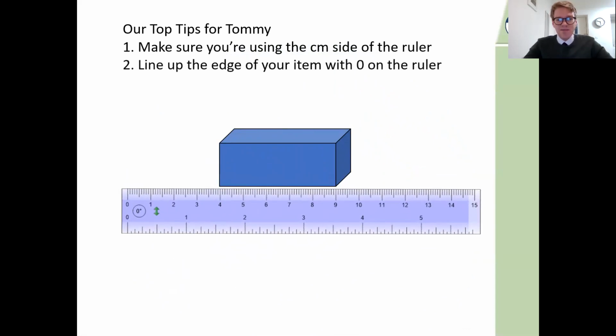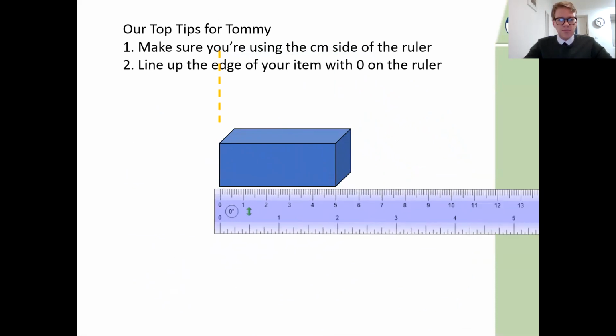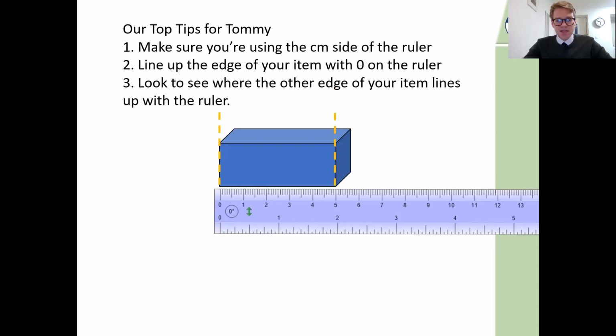Is he ready to measure yet? No, because he needs to line up the edge of the item with 0 on the ruler. So let's do that now. There we go. And now it's much easier to measure, isn't it? We're measuring to this line on the edge of the box, and that is 5 centimeters. We can see that there. The brick is 5 centimeters long.